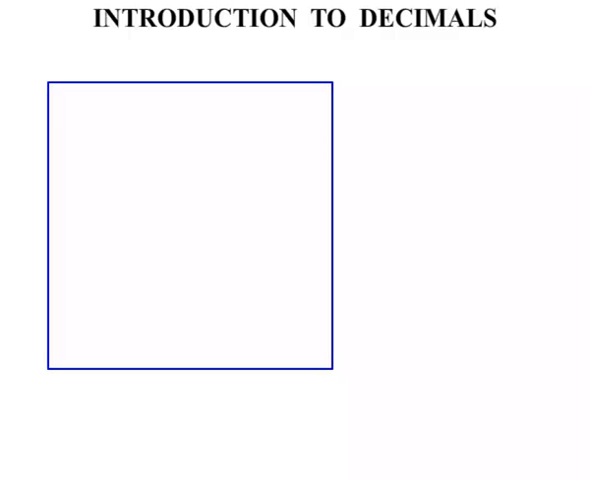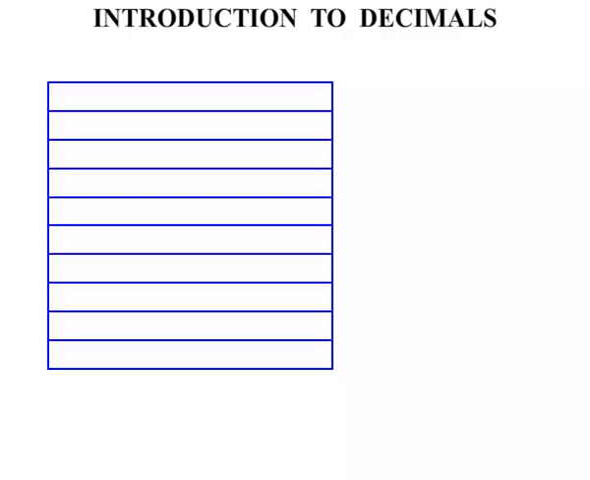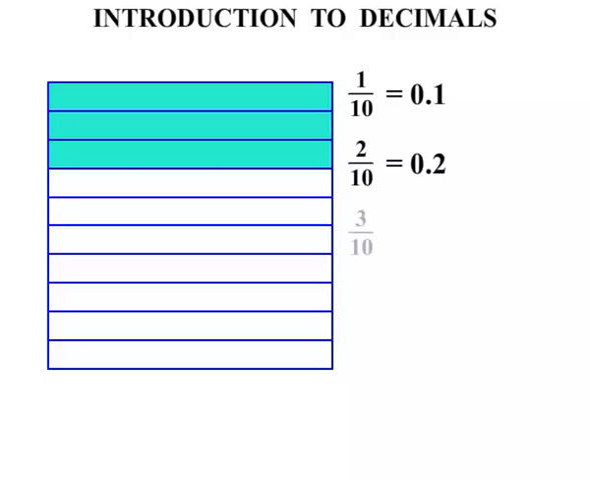Now let's consider if we have one whole and let's break it up into tenths. Okay, 10 equal parts. Now if we shade in one of them, that's 1/10. And in terms of a decimal, that is equal to 0.1. Here we have 2/10. And as a decimal, that is written 0.2. 3/10. What do you think? Did you say 0.3? Okay, it's not too hard.